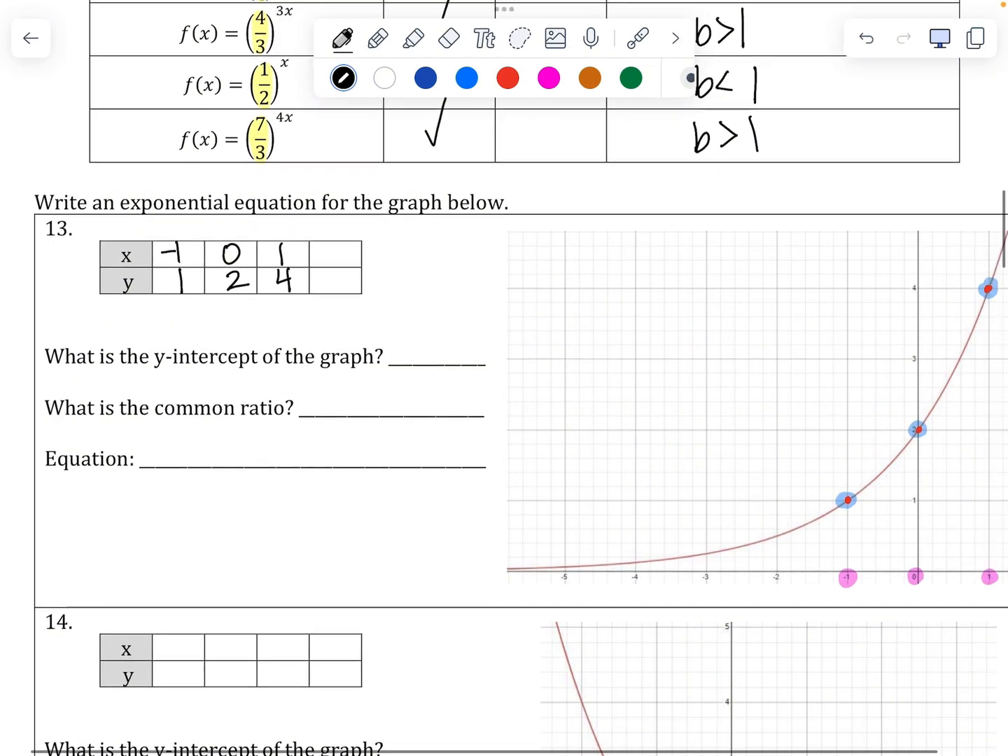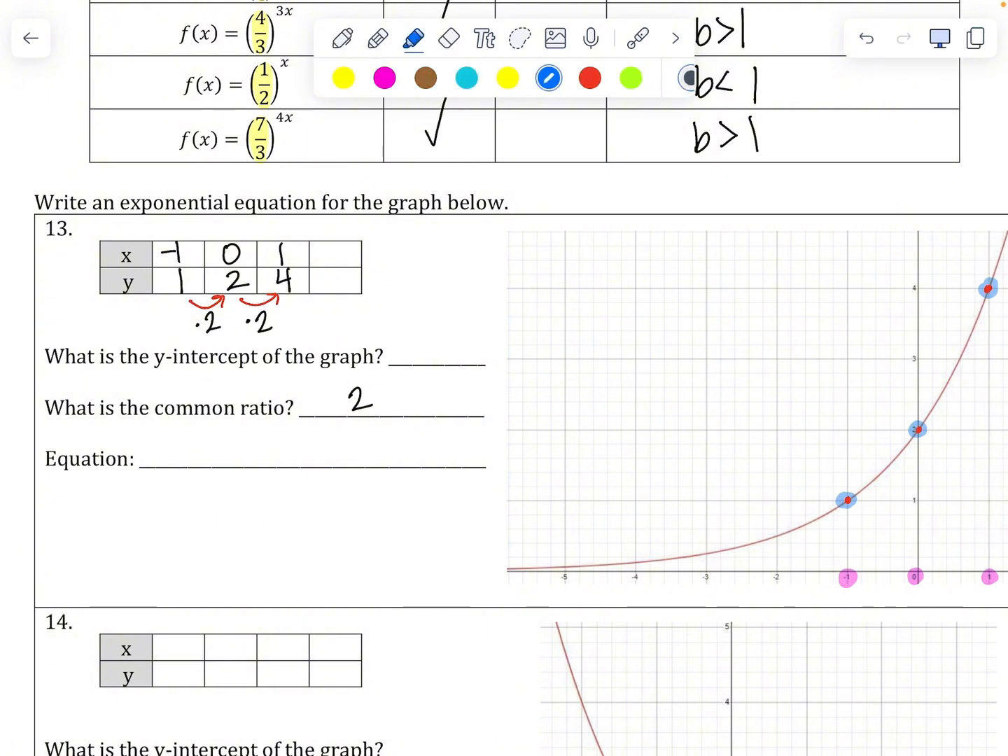Okay. I need to write an equation, so why don't we go ahead and figure out what's happening with the pattern. From 1 to 2, what am I doing? And from 2 to 4, what am I doing? Multiplying by 2. Multiplying by 2. Do you guys see how this is exponential? It's a curve, so you are multiplying because you have exponential, and it's a whole number because you're growing. So times 2, times 2. Therefore, the common ratio is 2.